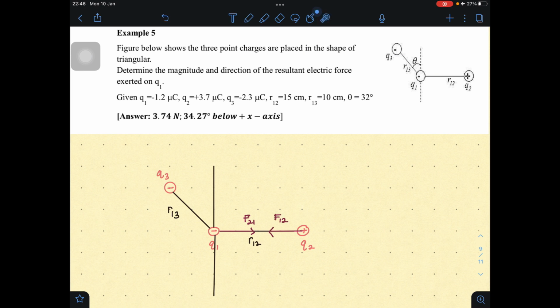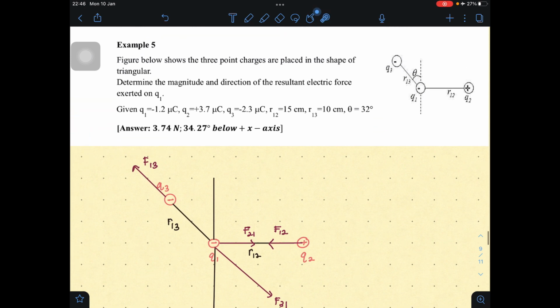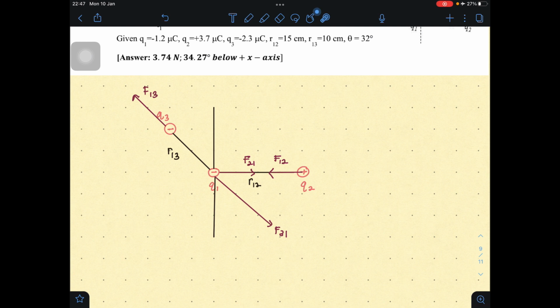This one pun sama, they will attract each other, F12. And negative, negative, they will repel each other. So since dia punya garisan macam ni kan, the force will also be going like this. Okay, so this will be F3 on 1. This one, F1 on 3. Okay, so now since we want to focus only on Q1, because we want to find the resultant force on Q1, dekat Q1 kita ada dua force, F21 and F31.